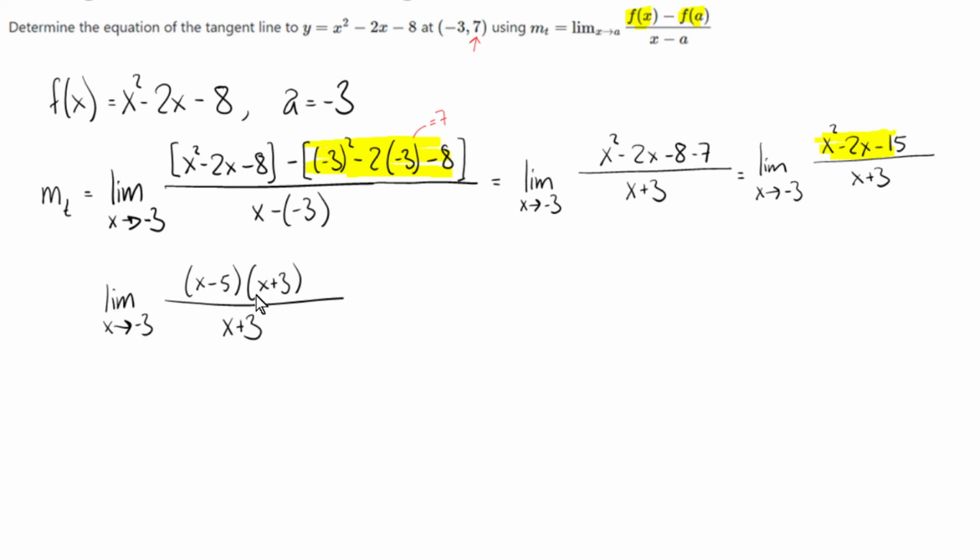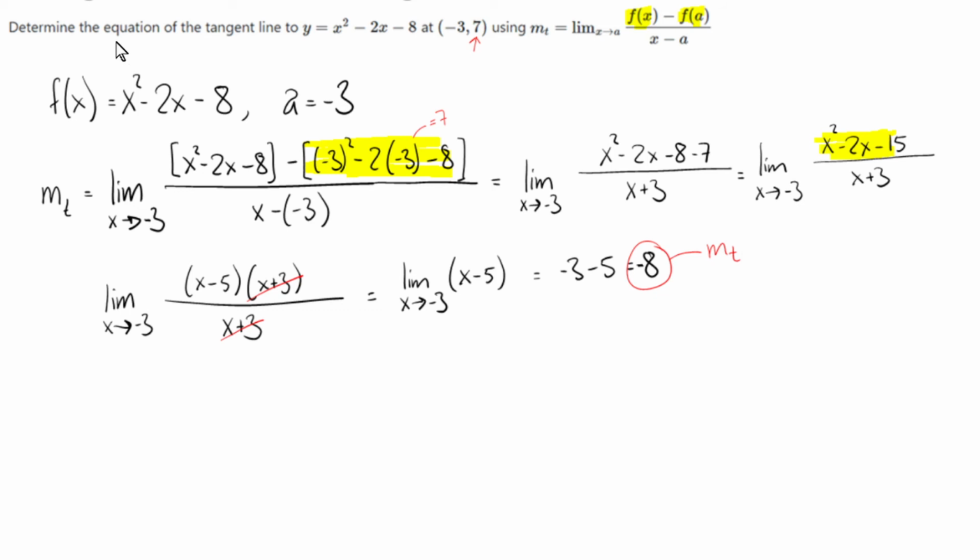And now we see that the two binomials x plus 3 just cancel. And we're left with the limit as x goes to -3 of x minus 5. So to evaluate the limit at this point, we just substitute in -3. So -3 minus 5 equals -8. Okay. So this is the slope. This is the slope of the tangent line.